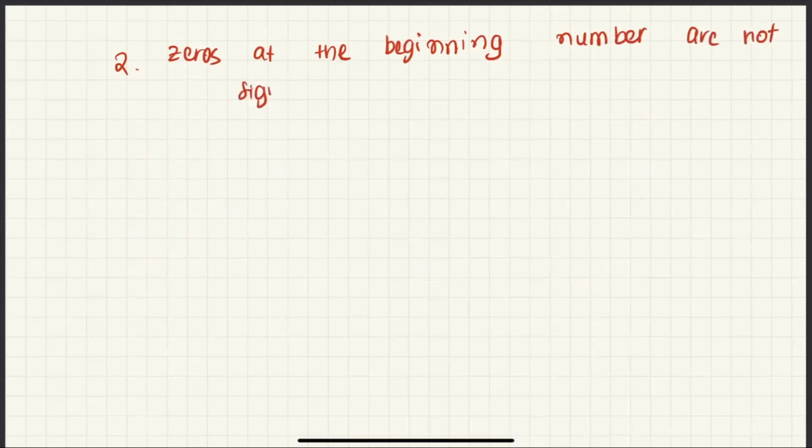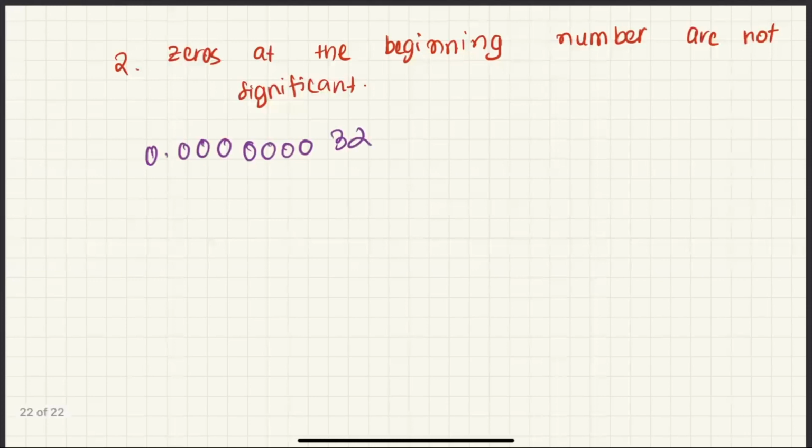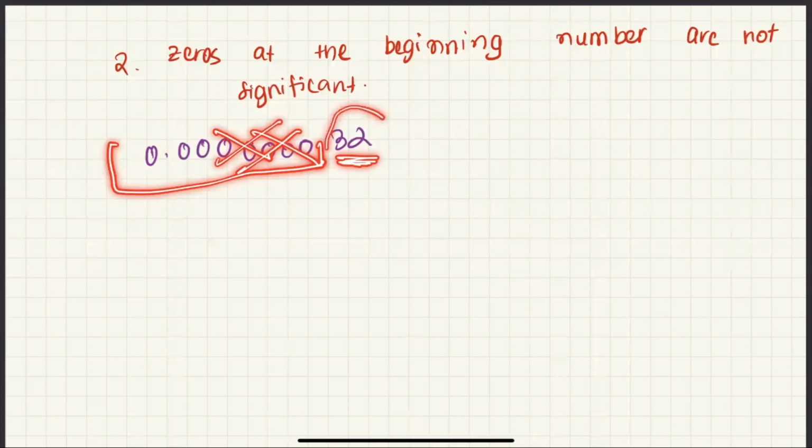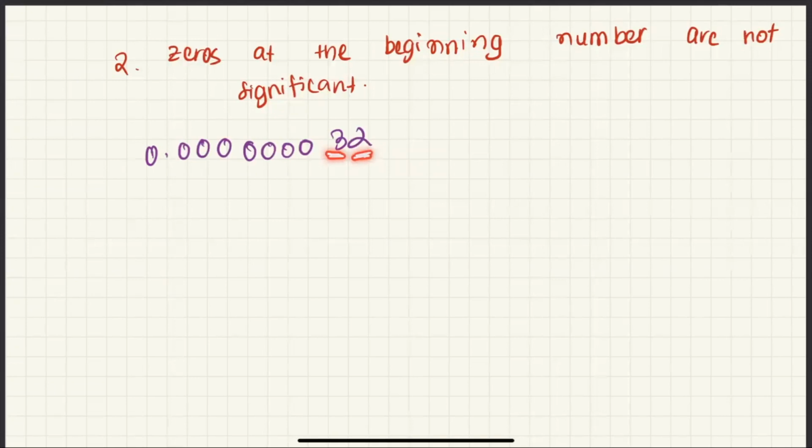So you need to remember all of these rules. Let's say you have 0.000000032. How many significant figures are there? Because these zeros are in front of a regular number, you will not count these zeros as significant. So the significant figures are just the 3 and 2. So there are only 2 significant figures.